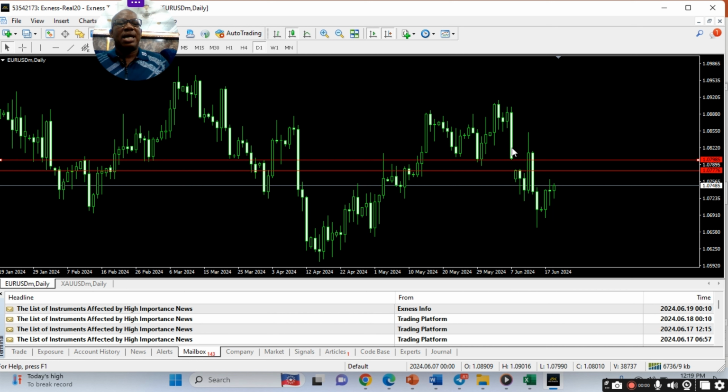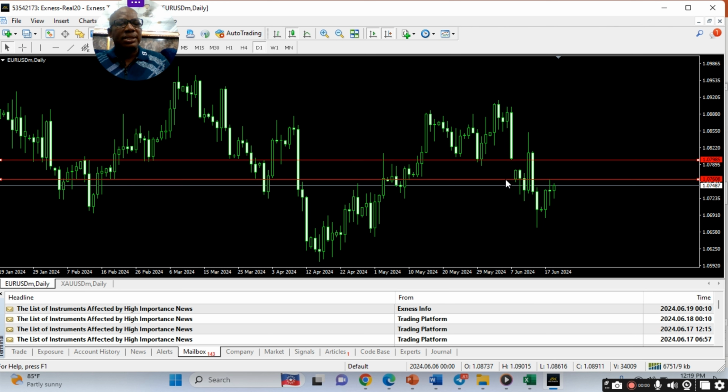Now, this is a bearish gap. The market opened here and closed here. The market is supposed to open here and either go up or go down, but it jumped from here to this point. This is the closing price, and it opened here. This is a jump in the market. So it's a gap. This is a bearish gap.